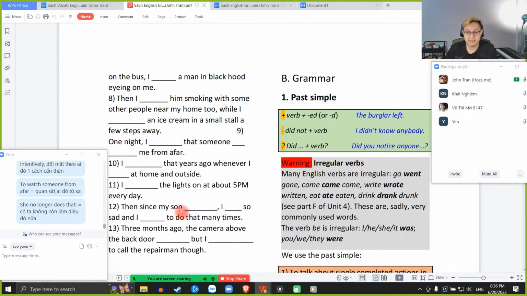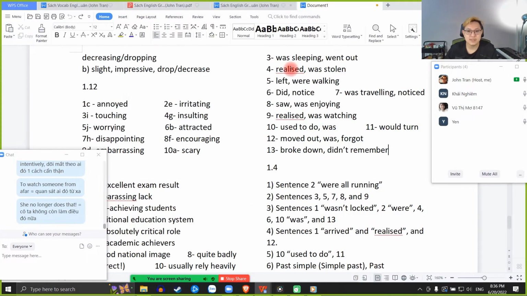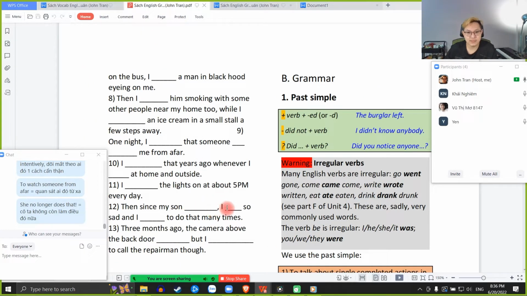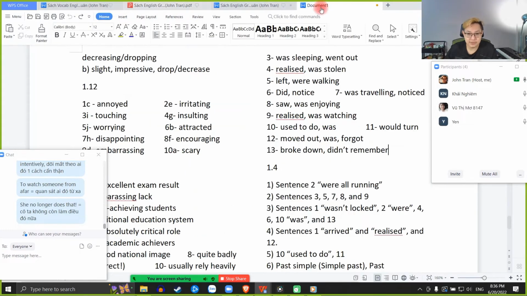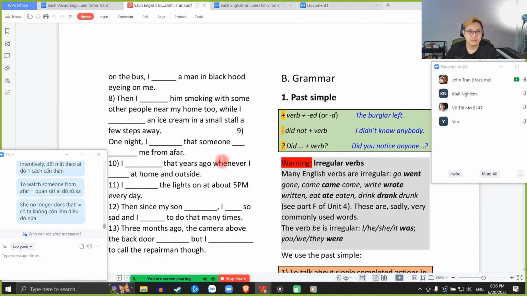Number 12: Since my son moved out, I was so sad and I forgot to do that many times. Từ khi con trai tôi dọn ra ngoài sống, tôi đã buồn quá và tôi quên làm điều đó nhiều lần. I forgot to do that many times.